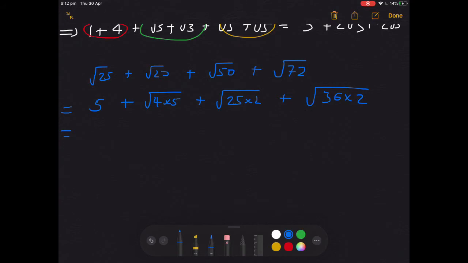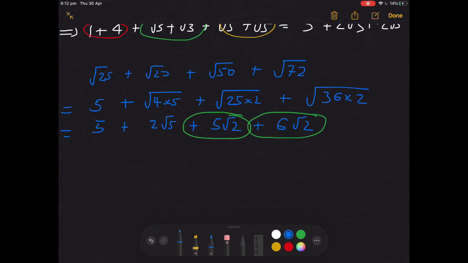So this is 5. This is 2 root 5. This is 5 root 2. And this is 6 root 2. I skipped a step there, and you can refer back to the previous video if you need help with how we got from line 2 to line 3 there. You can see now that this one and this one are like terms. So our final answer is 5 plus 2 root 5 plus 11 root 2.